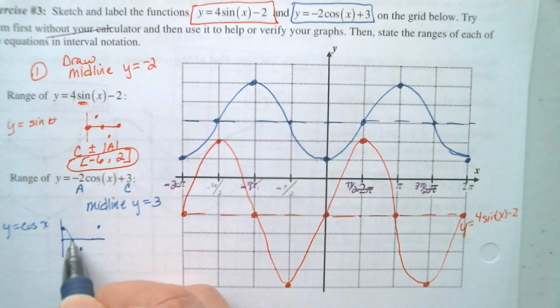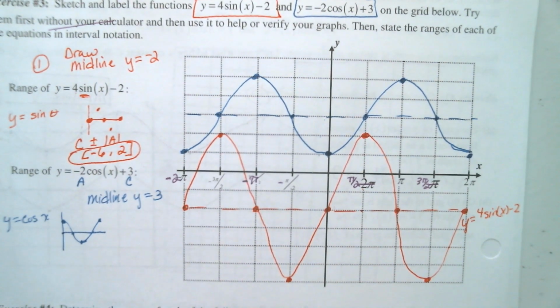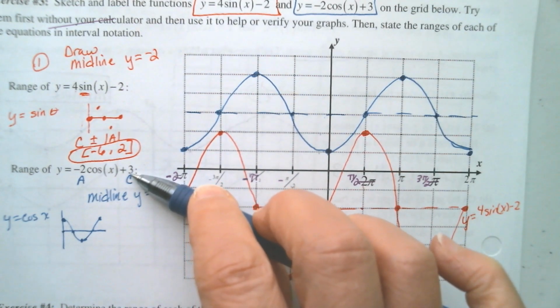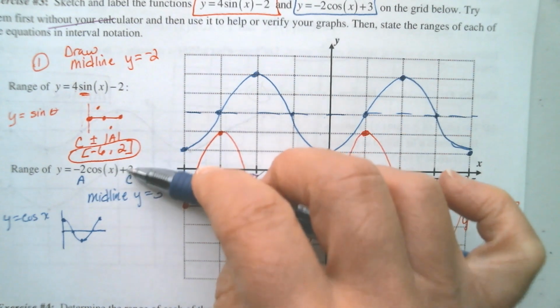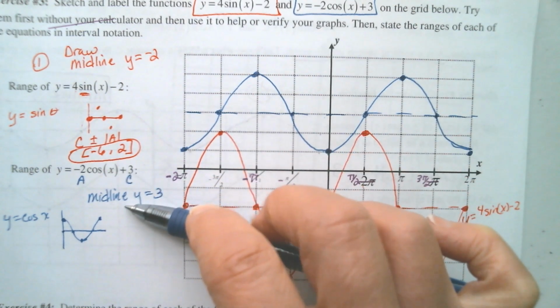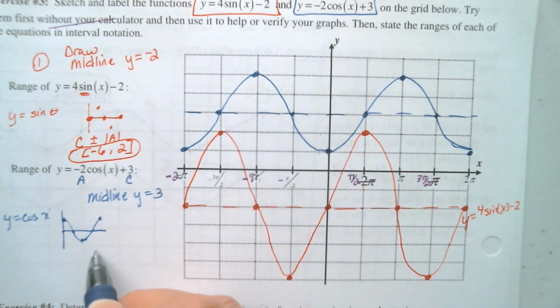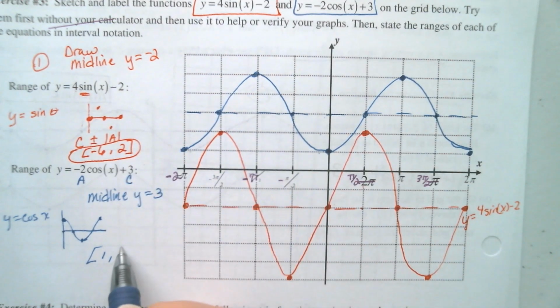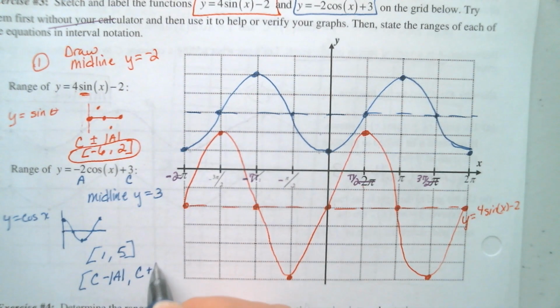Sorry, I never finished this over here. What is the range? And if you start with the midline 3, going down 2 from 3 is going to put us at 1. And from 3 up 2 would bring us to 5. And again, the range is going to be your C value minus the absolute value of A, comma, your C value plus the absolute value of A.